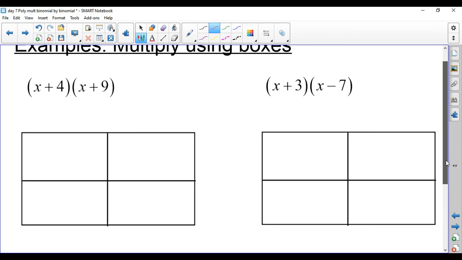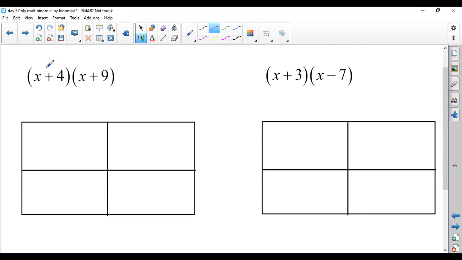Here's another example using boxes. It doesn't matter with the x plus 4 whether I do x plus 4 across or x plus 4 down, because remember with multiplication, the order that you multiply in is commutative. It doesn't matter whether you do a times b or b times a. So whichever way you're comfortable with, for example, I can do x plus 4, x plus 9.